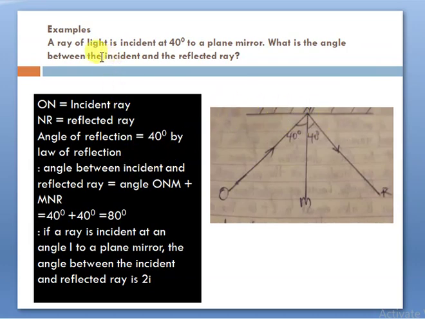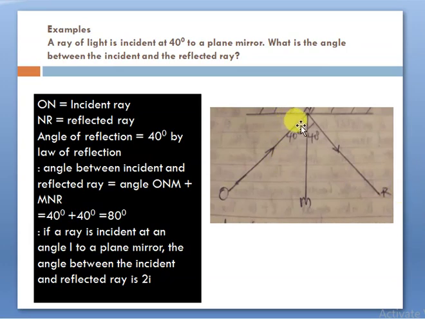So, you have a ray of light that is incident to this plane mirror at an angle of what? 40. So this is the incident ray, ON. ON is your incident ray, and the angle of incidence is how many? 40 degrees. Now, when this incident ray strikes this mirror, it will be reflected back through an angle NR.